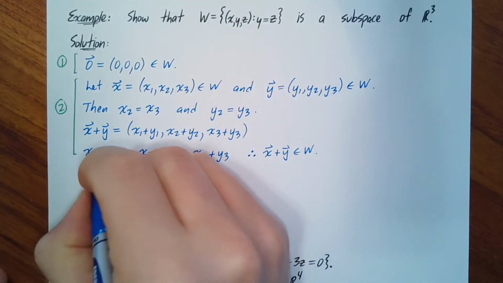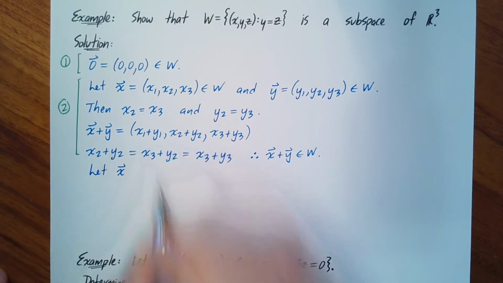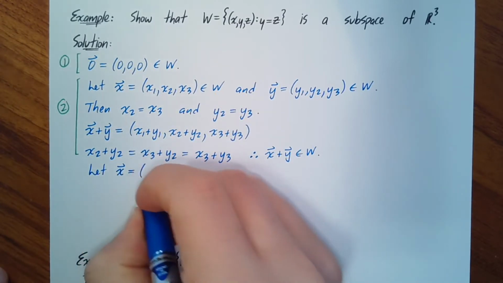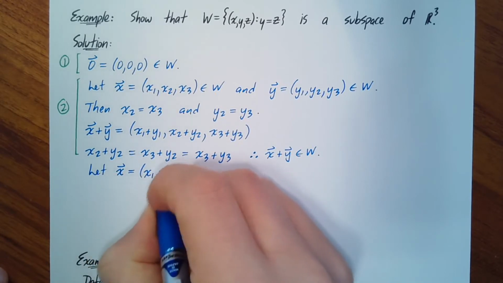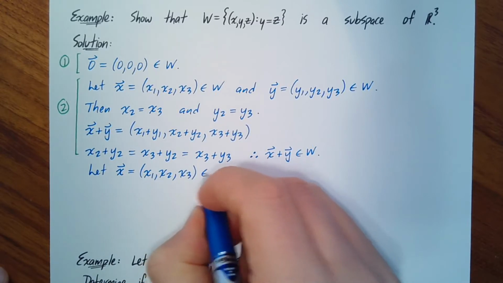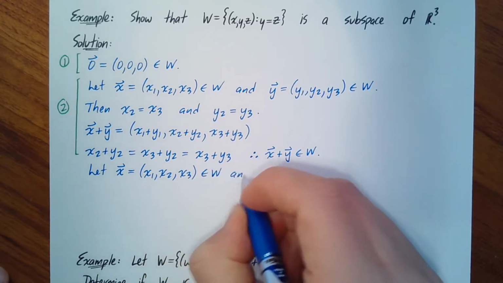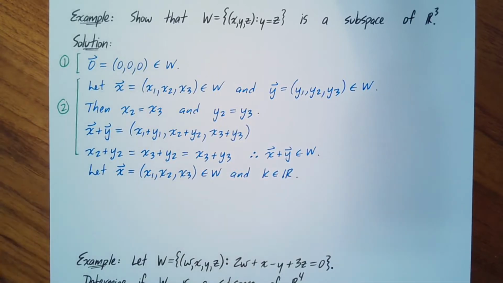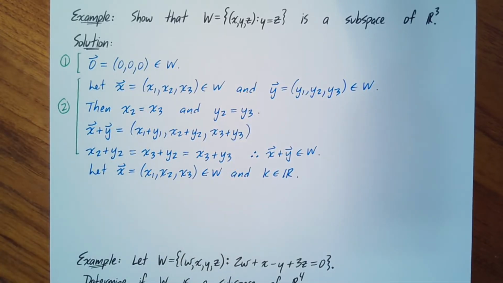So let's let the vector x, and again we'll write out coordinates just like we did before. So let x be a vector in W and k just be any scalar at all. That's our assumption. We're not proving this, we're just assuming it and seeing if we can use it to justify the conclusion of statement 3.